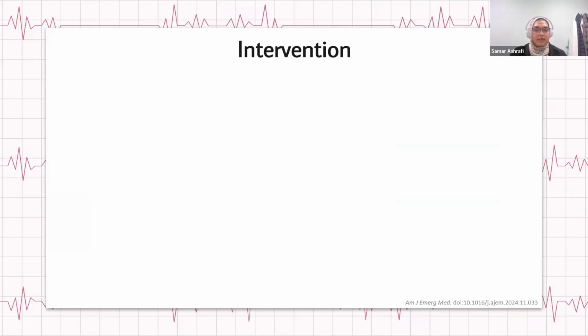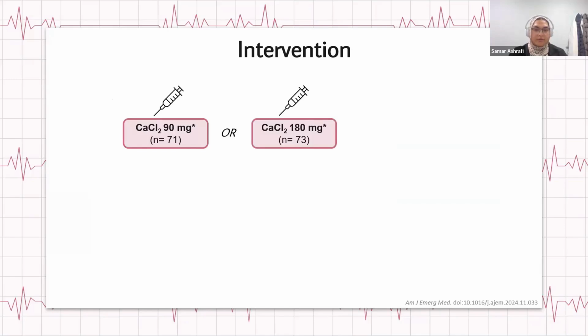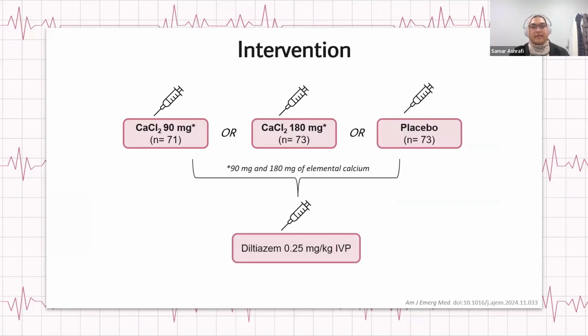For the intervention, patients were randomized to get either 90 milligrams or 180 milligrams of elemental calcium, using the calcium chloride formulation, or they got placebo, and then all of them were followed with diltiazem at the standard 0.25 milligram per kilo push at a max of 25 milligrams.